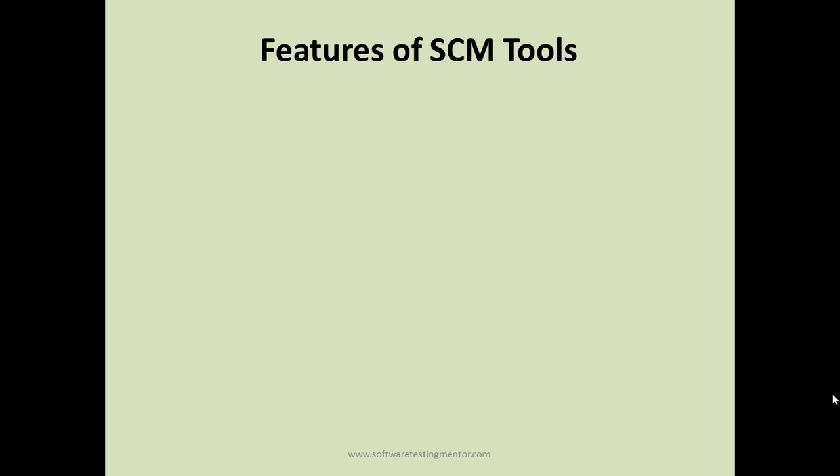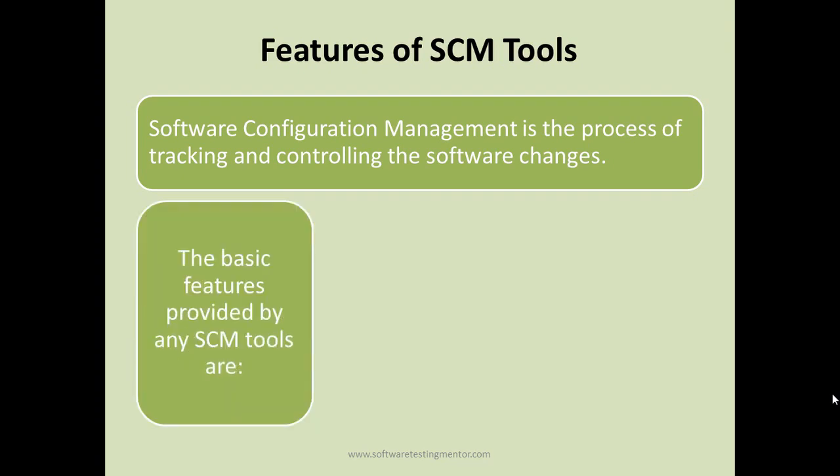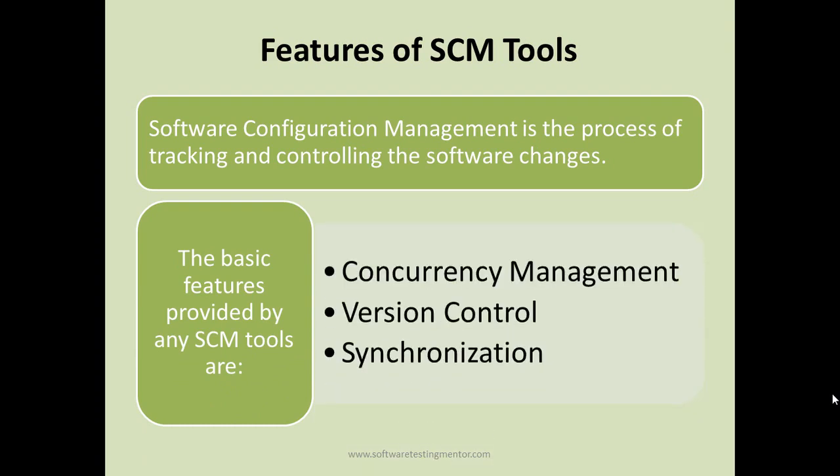So what are the features of software configuration management tools? Software configuration management is the process of tracking and controlling the software changes. Then the basic features provided by any software configuration management tool are concurrency management, version control, and synchronization. These are very basic features that any software configuration management tool you can think of will provide.